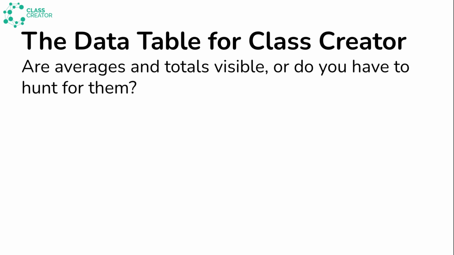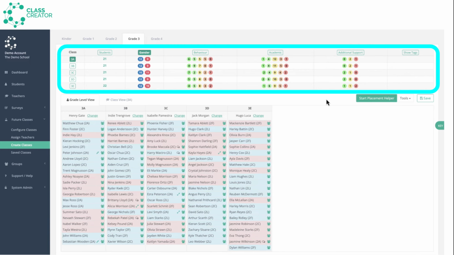Now let's take a look at Class Creator's data table. The data table is strictly showing totals. There are no averages shown, making it difficult to compare the balance among classes. This is especially important for the key variables like academic performance and behavior ratings.